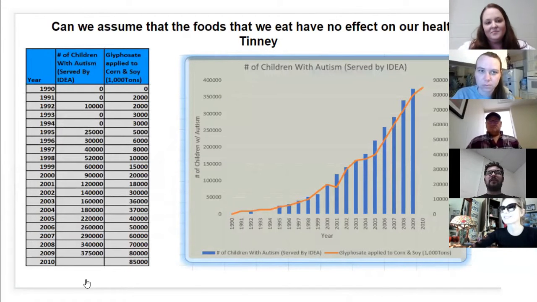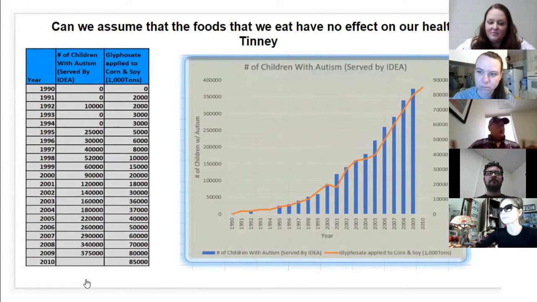Can we assume that the foods that we eat have no effect on our health? We've been talking about this with the correlation and causation. With this question, can we assume the foods that we eat have no effect on our health? I think not. The old saying goes, we are what we eat, or you are what you eat, has never been truer than about the things that we eat.